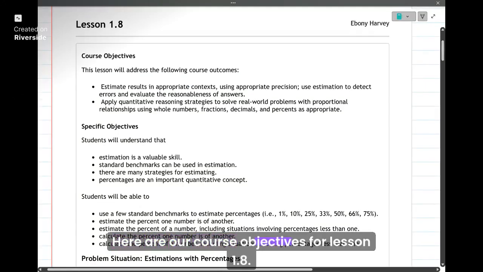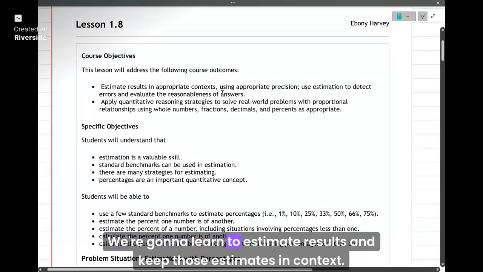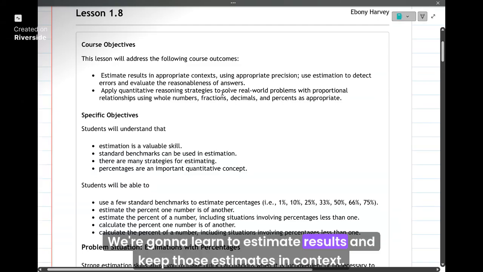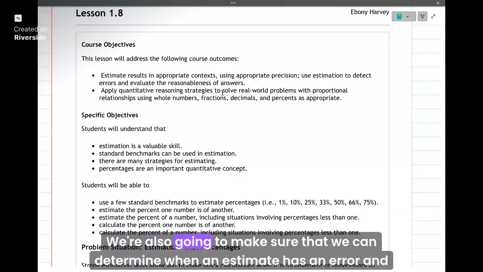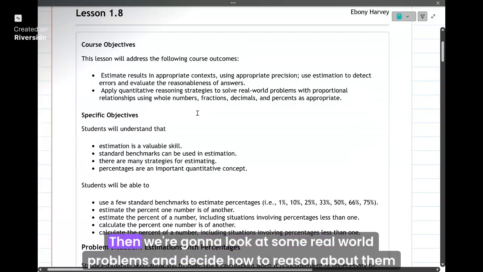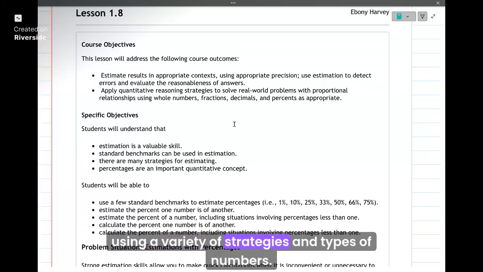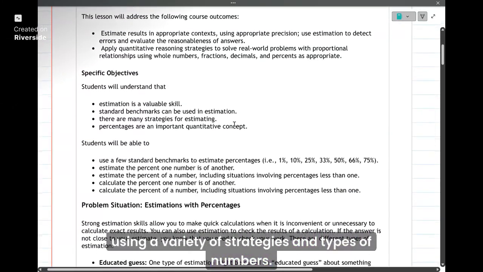Here are our course objectives for Lesson 1.8. We're going to learn to estimate results and keep those estimates in context. We're also going to make sure that we can determine when an estimate has an error and when an estimate is reasonable. Then we're going to look at some real-world problems and decide how to reason about them using a variety of strategies and types of numbers.